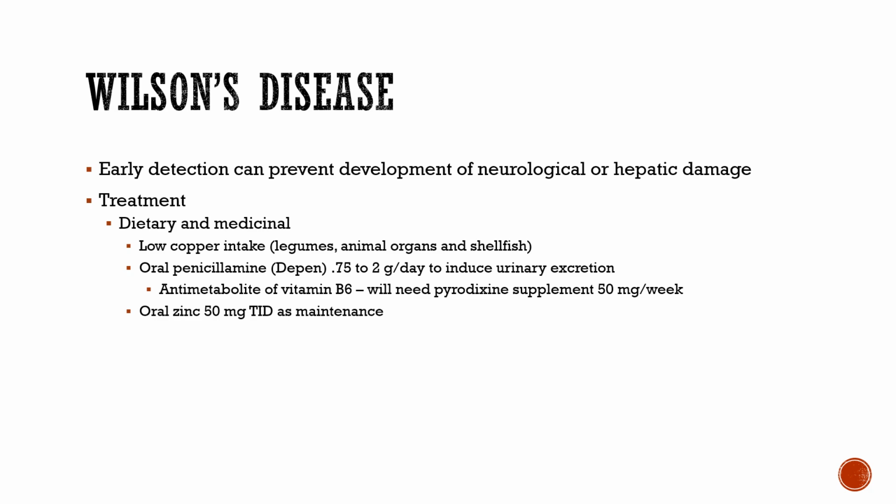Now, penicillamine is an anti-metabolite of vitamin B6, and they become deficient in that, and so we'll need to supplement pyridoxine 50 milligrams per week. Also, they'll need oral zinc 50 milligrams 3 times a day as a maintenance.